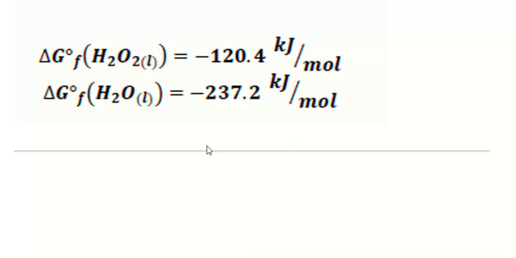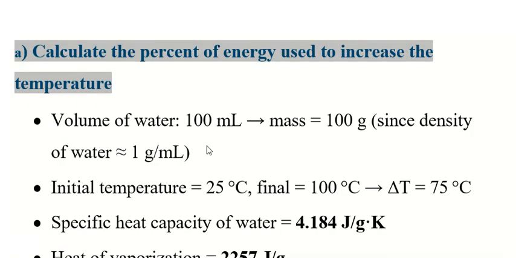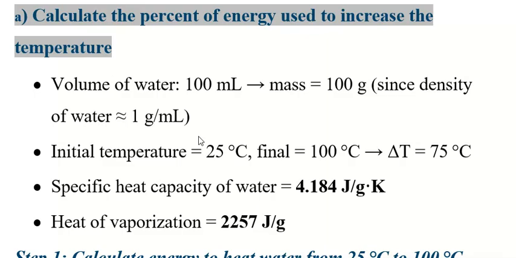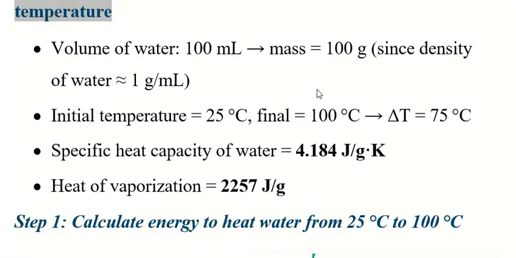Okay, first we calculate. For the calculation, we put in the data. What is the data? Volume of water is given, 100 ml. Then what would be the mass of that 100 ml of water? We know that the density of water is 1 gram per ml, so 100 ml of water will be equal to 100 gram. Next, what is the initial temperature? 25 Celsius. What is the final temperature? 100 Celsius. What is the change in temperature? 75 Celsius, 100 minus 25.